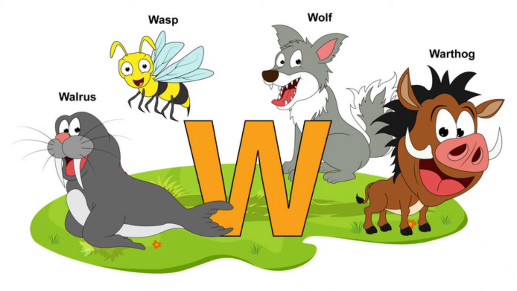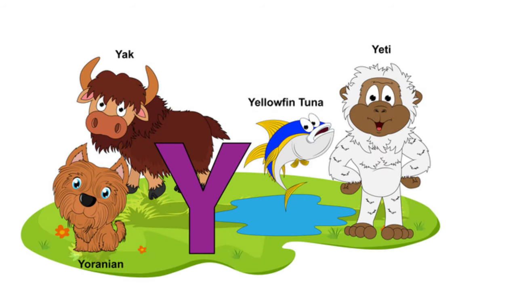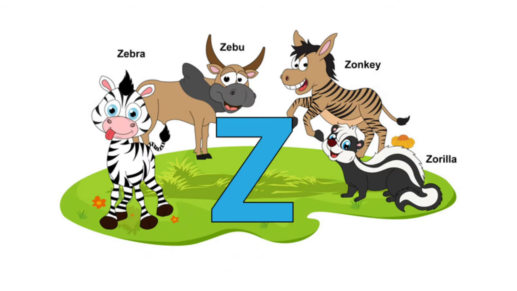W for words, W for worlds, W for wartong, W for wolf. X for xyphis, X for xnut bird, X for x-ray fish, X for x-rays. Y for yak, Y for yellow wine tuna, Y for yacht, Y for urinating. Z for zebu, Z for junkie, Z for zorilla, Z for zebra.